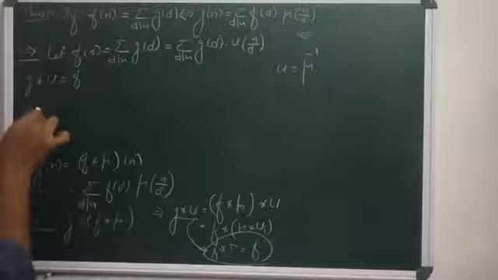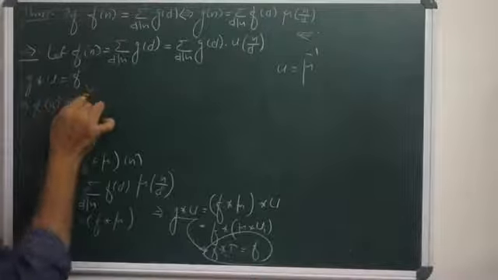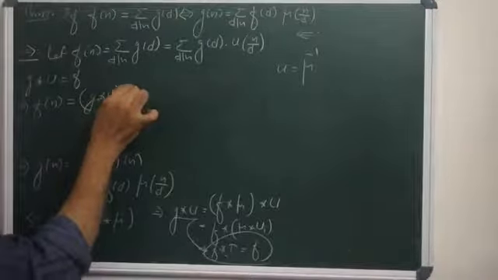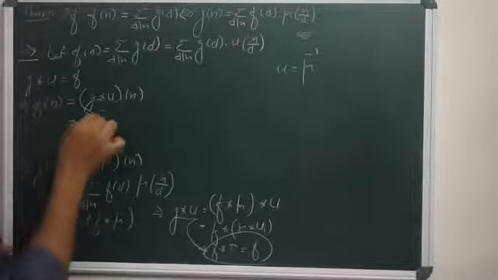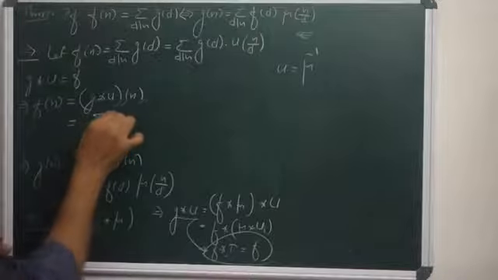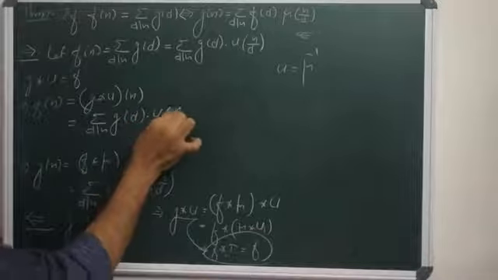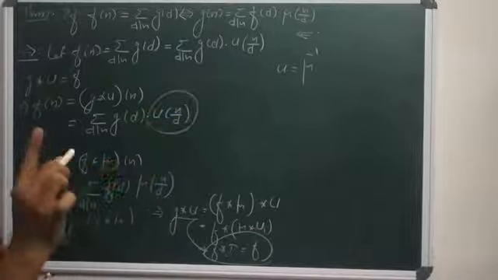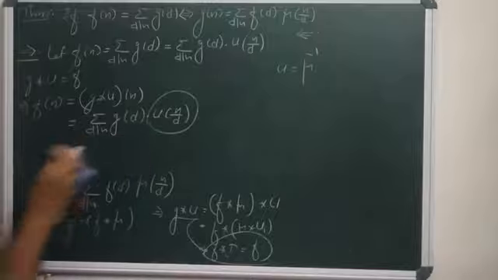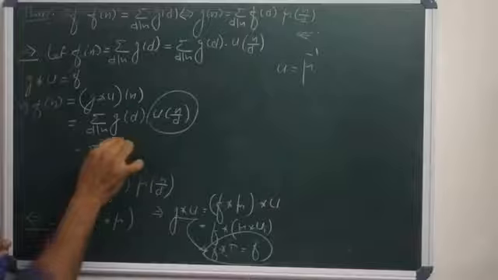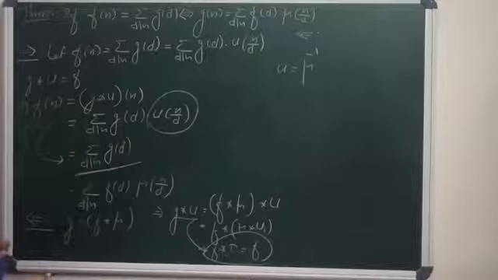So what is f of n? F of n equals g star u of n. Again, by the Dirichlet convolution, it is sigma over d divides n, g of d into u of n by d. But what is u of n by d? U of n by d is 1. So f of n equals sigma over d divides n g of d. That is the reverse inclusion.